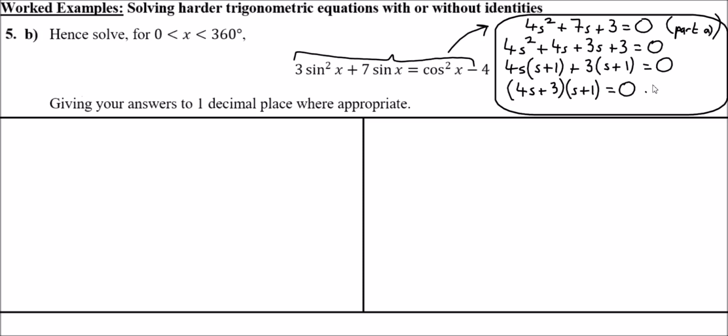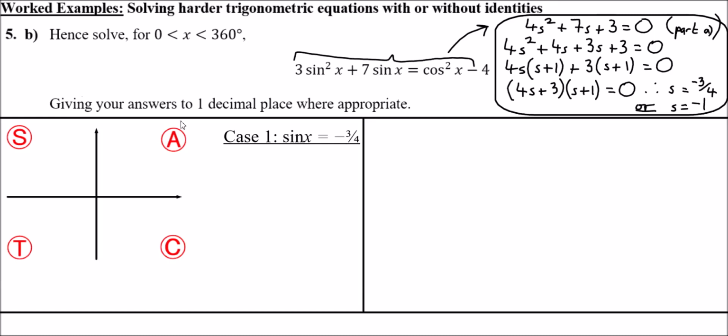So therefore, we've got two scenarios again to consider. From this, we can see that either s, for this to be equal to 0, s would have to be minus 3/4, or this bracket might be equal to 0, in which case s would be negative 1. So let's consider these two scenarios in turn. So the first scenario we can look at here is the scenario where sine theta is negative 3/4. So let's consider this one first of all.